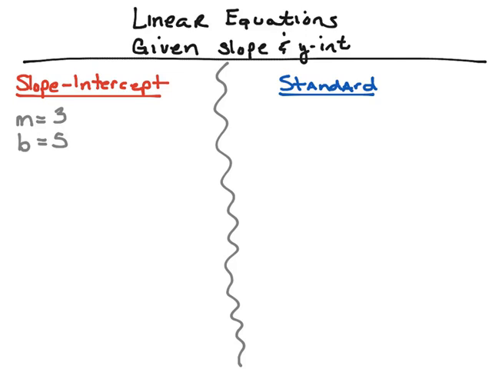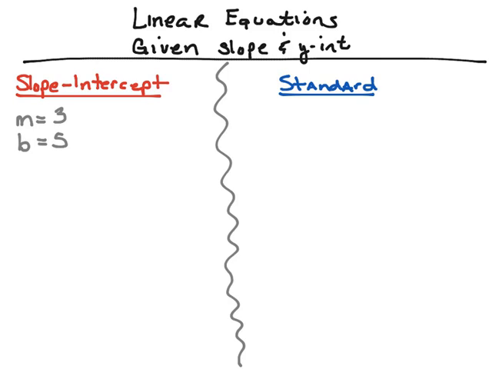Alright, we'll be looking at how to write linear equations. In this particular case, we're going to be looking at writing linear equations given a slope and a y-intercept. Now, when we write these equations, we'll be writing them in both the slope-intercept form and the standard form. I'm going to go ahead and start with the slope-intercept form.